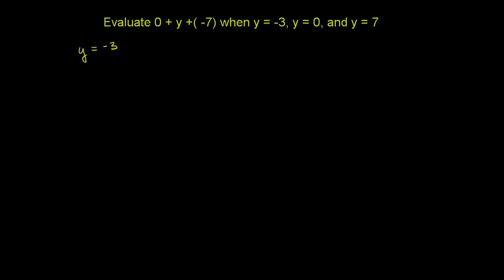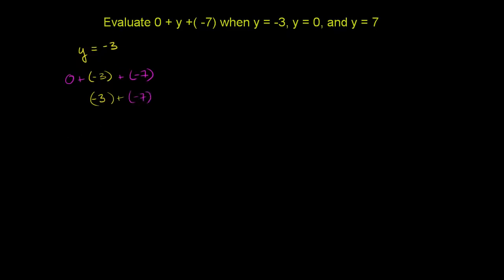Then this expression right here would be 0 plus negative 3, because that's our y now, plus negative 7. Now, 0 plus or minus anything won't change its value, so you can really just ignore the 0 here. This is going to be the exact same thing as negative 3 plus negative 7.